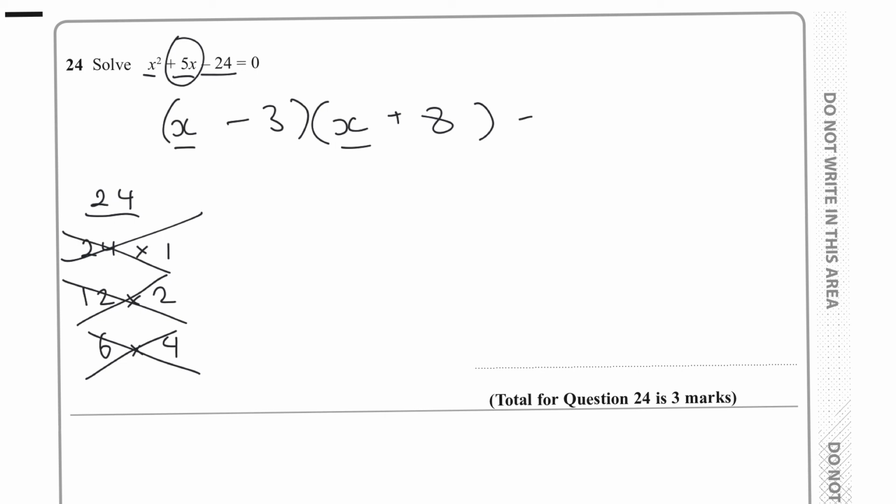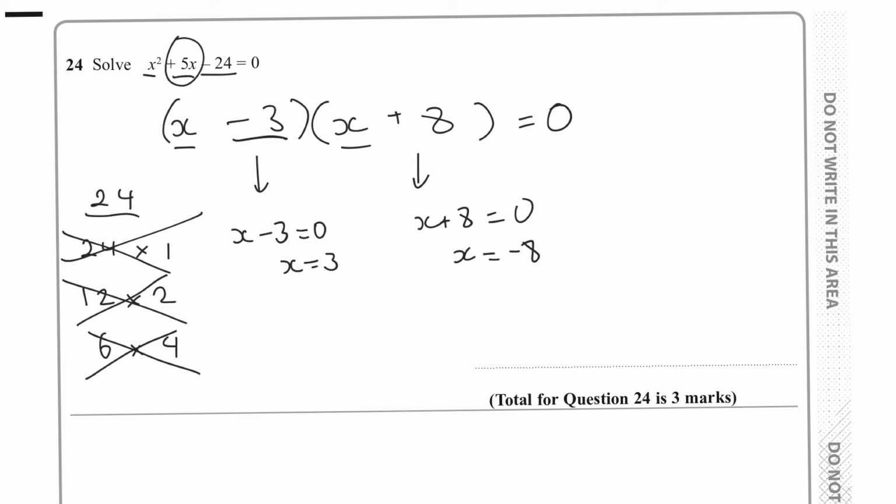Because that's equal to 0, you basically want to make both of the brackets equal to 0. So x minus 3 is equal to 0, x plus 8 is equal to 0. If you rearrange that, x is equal to 3 and x is equal to minus 8. Another shortcut is whatever you have in your brackets, if it's negative in your brackets, it's positive as a solution. Positive in the brackets is negative as a solution. So same number, flip signs. That would be your final answer: x is equal to 3 and x is equal to minus 8.